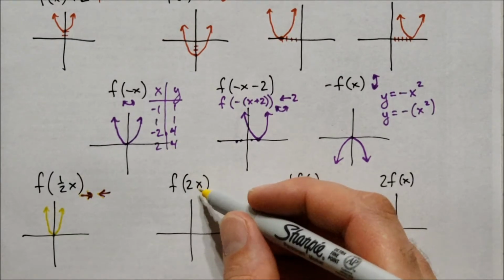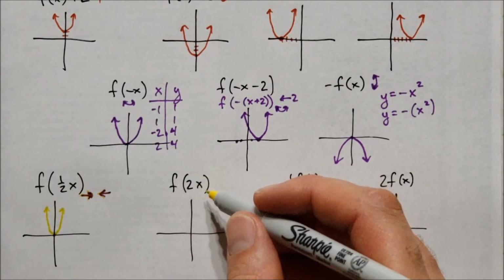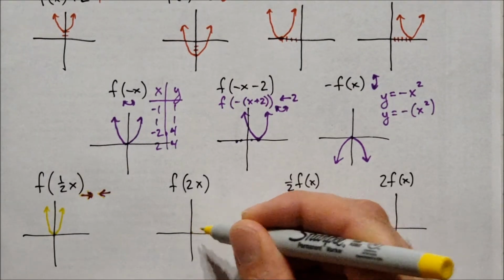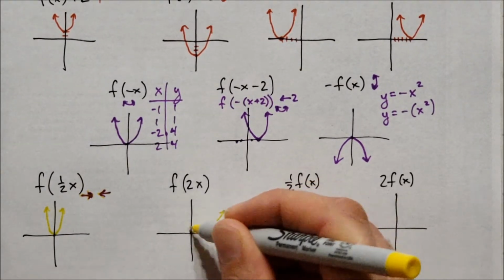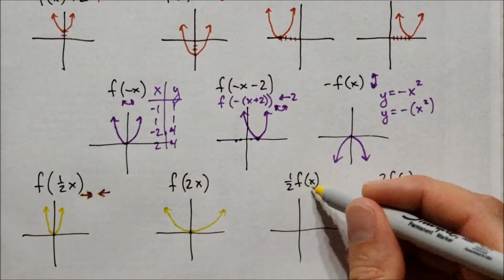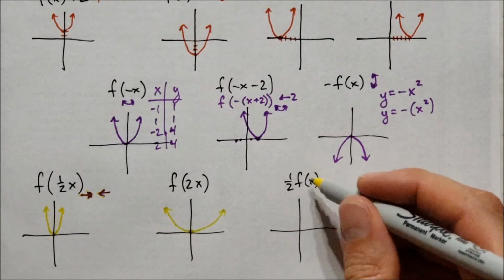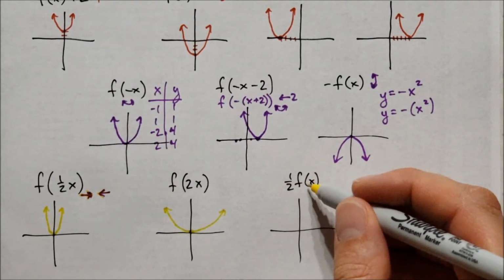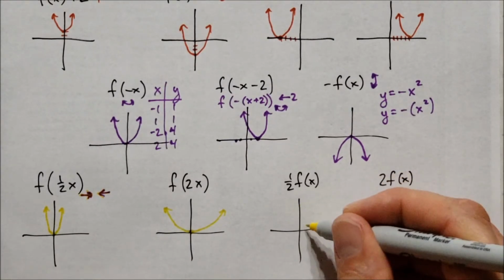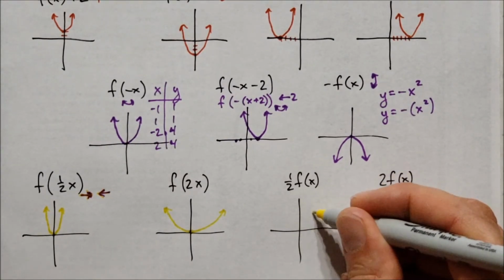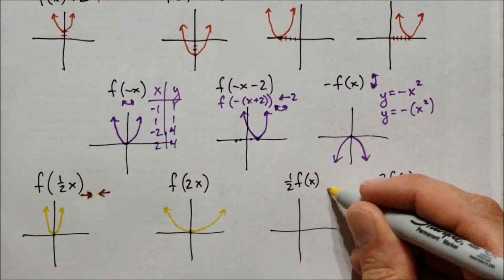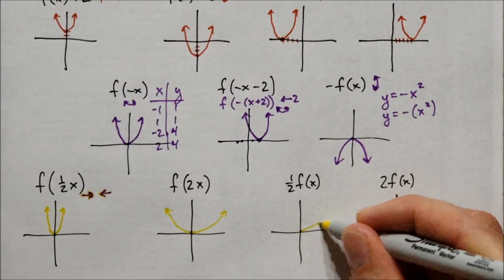If we have 2x, each one of the x's is doubled, and so it's going to spread that out like this. 1/2 f of x. Here we are taking all of the y values and cutting them in half. So if it was 1, now it's 1/2. If it was 4, now it's 2. If it was 9, now it's 4.5. It was 16, now it's 8.